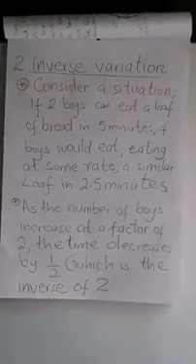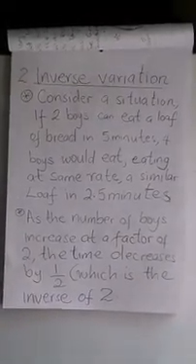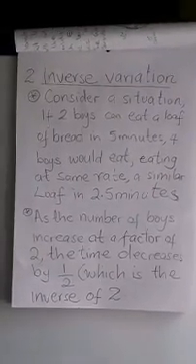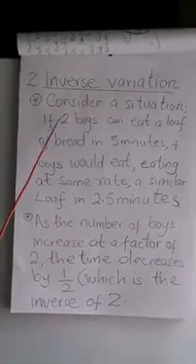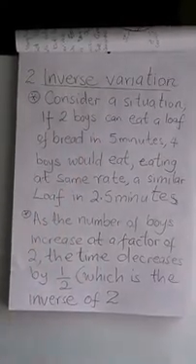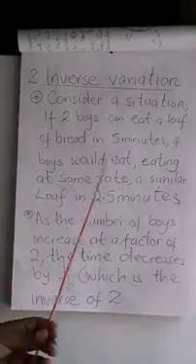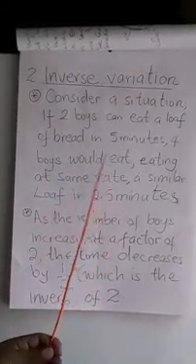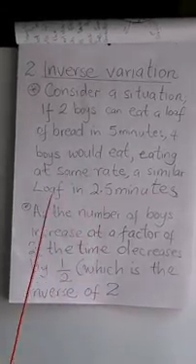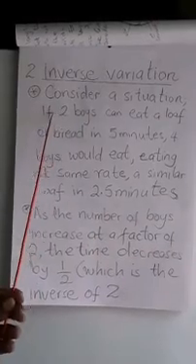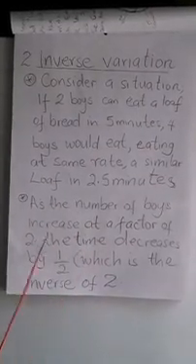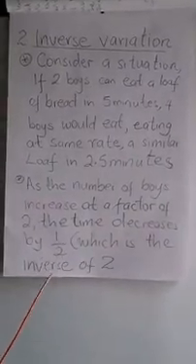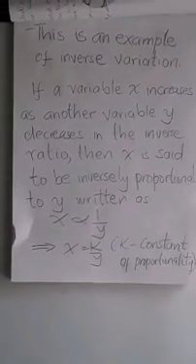All right. Inverse variation. So we've done direct, we look at inverse. Now, consider a situation of two boys who can eat a loaf of bread in 5 minutes. If we increase the boys from 2 to 4, obviously they will now take less time. So if 2 boys can eat a loaf of bread in 5 minutes, 4 boys, eating at the same rate, would eat a similar loaf in 2.5 minutes. So the number of boys increases by a factor of 2, the time decreases by a half, which is the inverse of 2. That means this is an example of an inverse variation.